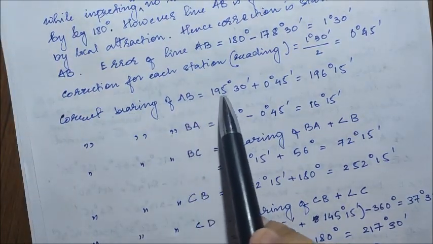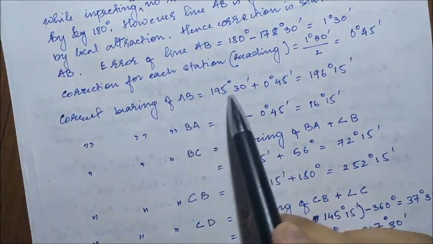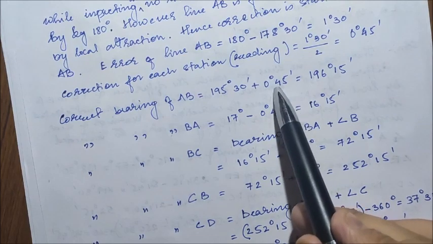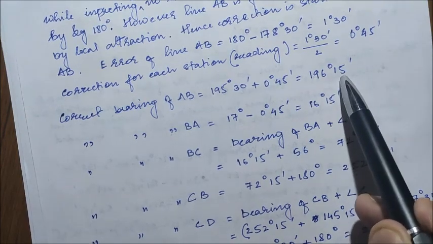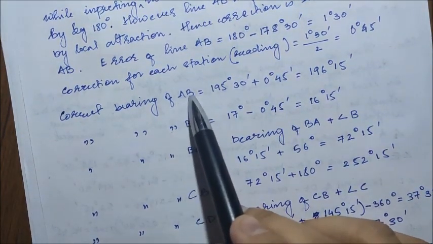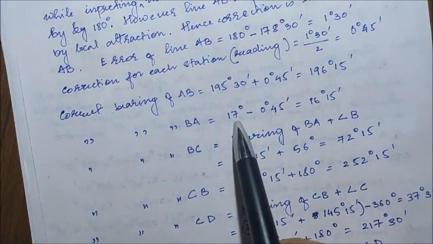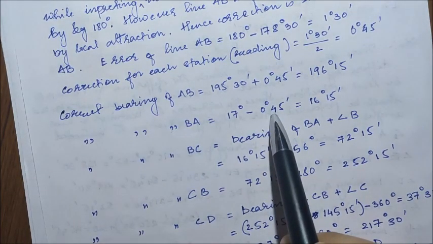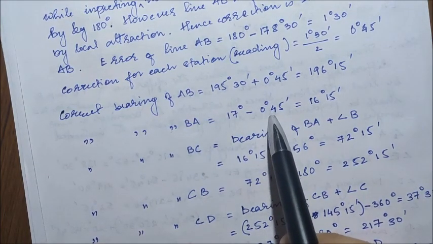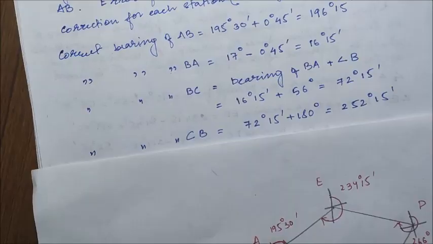Correct bearing of AB is 195 degree 30 minutes, which is the given value of AB earlier. We have to correct it by adding 0 degree 45 minutes, and it comes up to this value. Now again, the back bearing of AB is nothing but the bearing of BA. Bearing of BA is 17 degree, which was given earlier in the question, minus the correction value of 45 minutes, that is 16 degree 15 minutes.